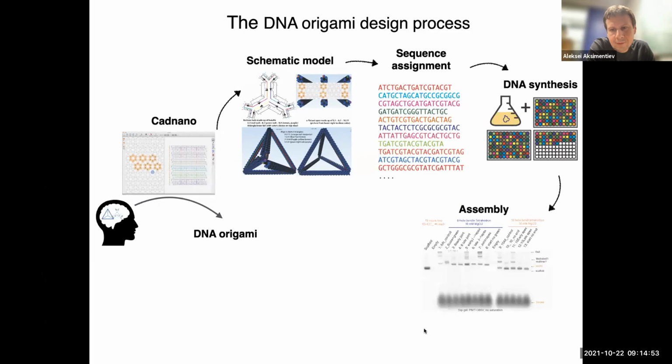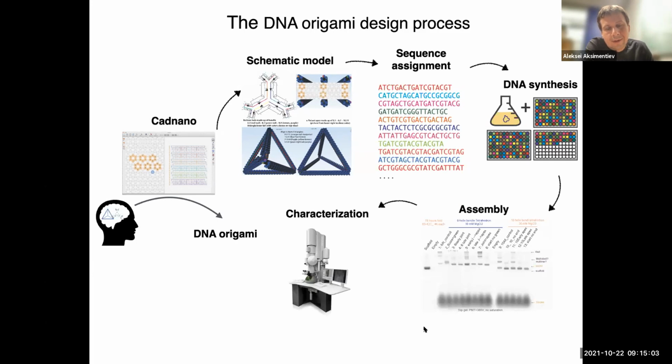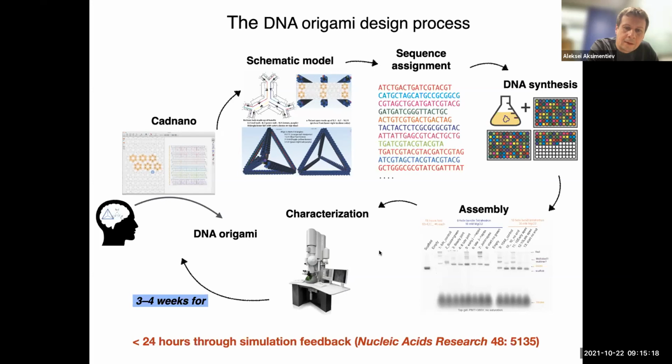So you get a bunch of samples. You run the assembly, then you verify it by doing gel electrophoresis. Typically, that is a good indication of whether or not the structure folds. And then you characterize it. With characterization, there are a few things you can do. You can take AFM images, or you can do TEM images, and sometimes you can do cryo-EM reconstruction. So the typical cycle is about 3-4 weeks. But with this multi-resolution approach, we can do it in less than 24 hours.